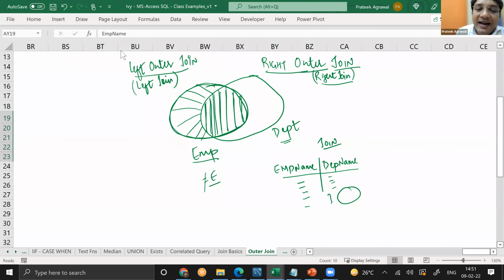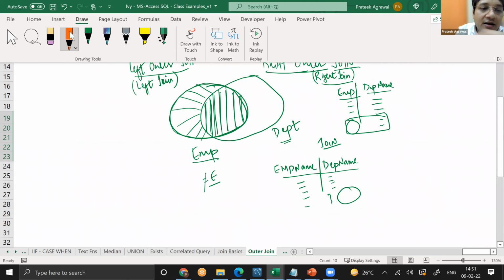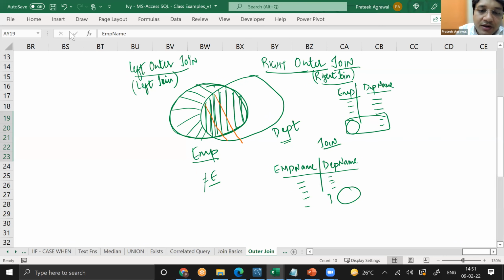That means a right outer join will actually give you all department names. There are 4 departments, or maybe there are more, and all the employees who are assigned to a department. But there may be some department for which there are no employees, so that will remain blank. That means this is going to give you all the data from the right table, including the matching data from the left table. And hence it is called a right outer join. Clear, guys?